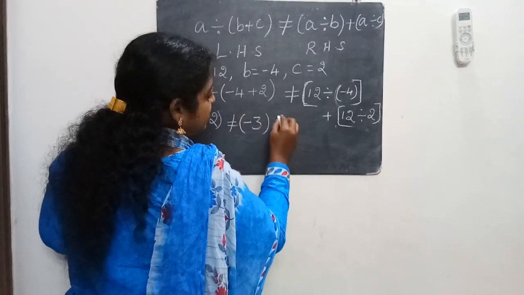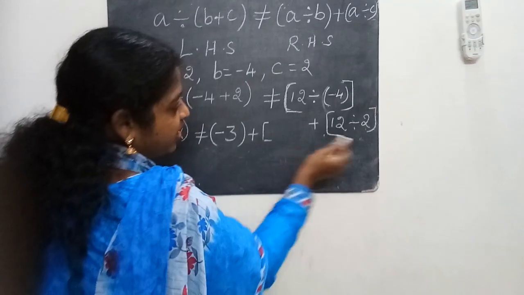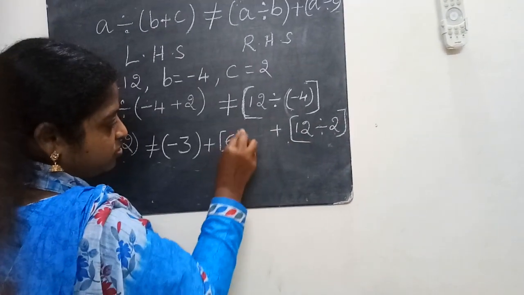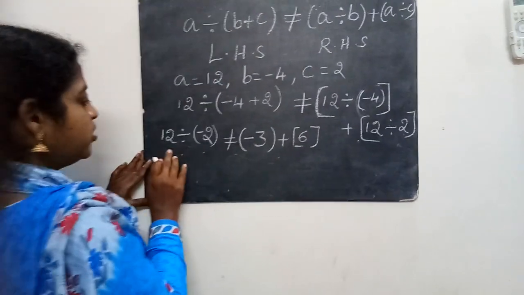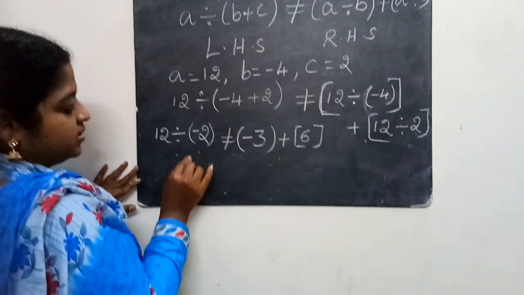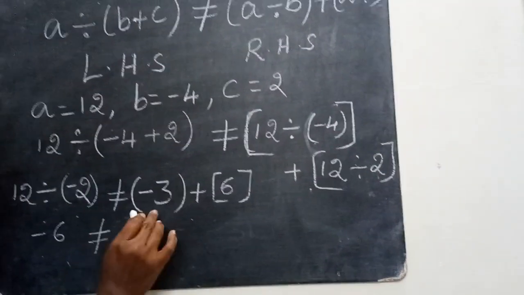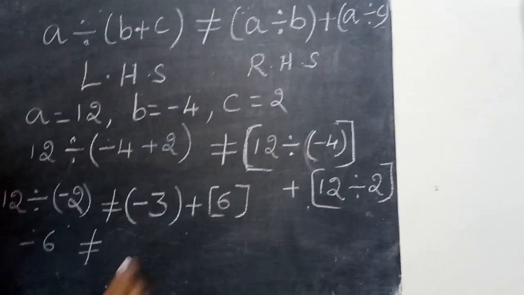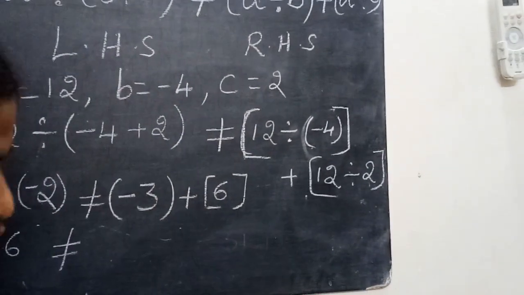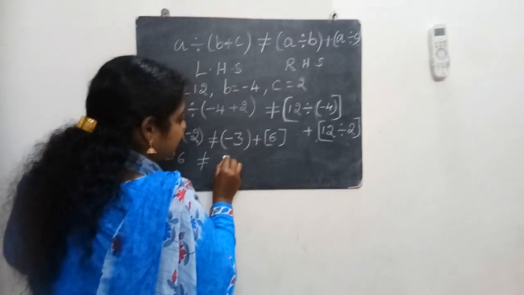Put the bracket and another one. 12 divided by 2. Where will you get 12 in the 2 table? 2 6s. Okay. Now 12 divided by minus 2. Where will you get 12? 6. Minus 6 is not equal to minus 3 plus 6. What is the answer? Minus and plus, what should you do? Subtraction. So it is 6 minus 3.